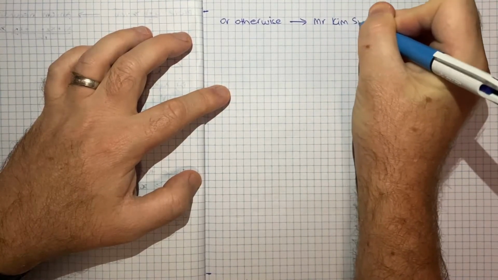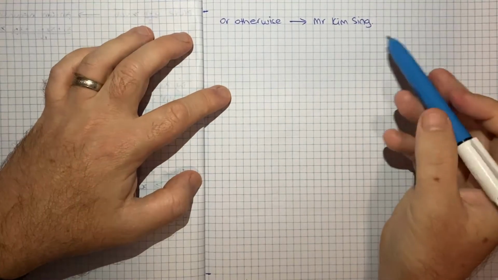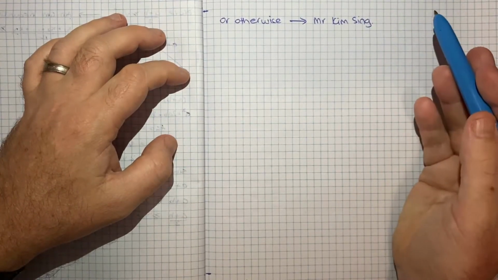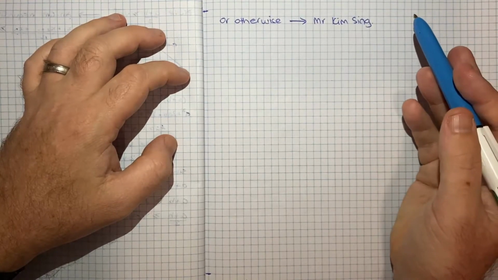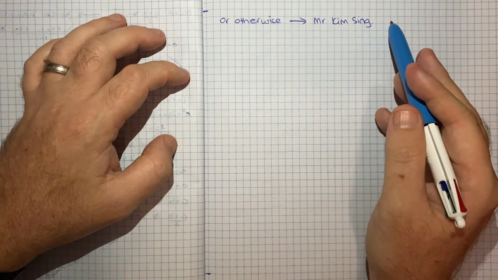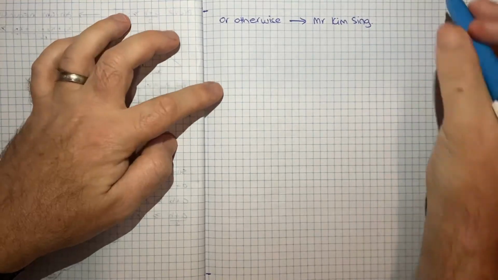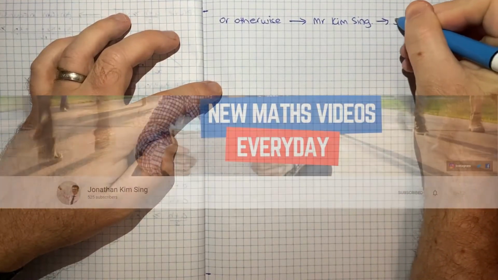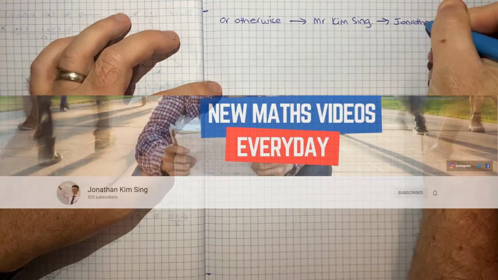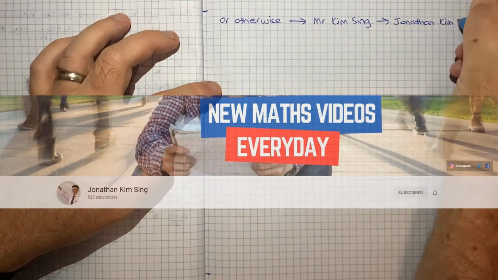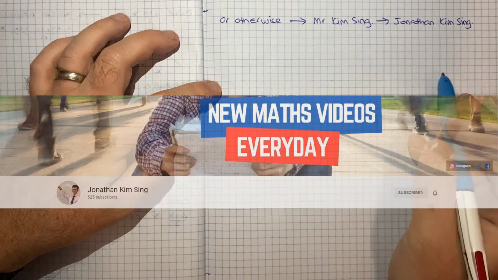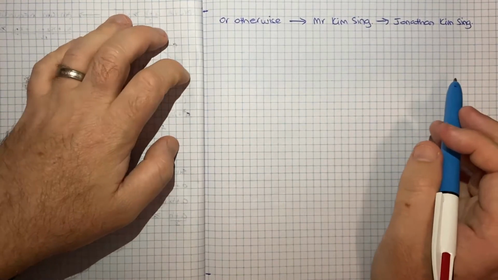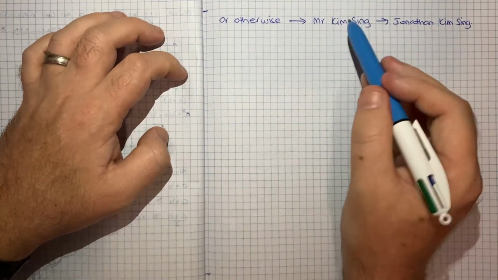Kim Singh, who is a math teacher in New South Wales, and he also has a YouTube channel. And I recently discovered Mr. Kim Singh's YouTube channel. If you wanted to go find it, I think Jonathan Kim Singh is the title of the YouTube channel. And I recently discovered his channel.